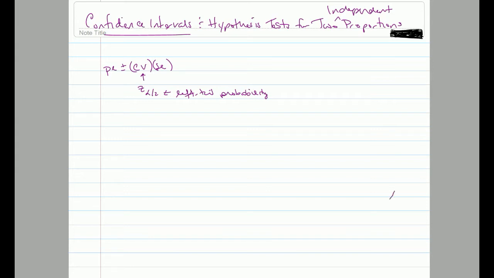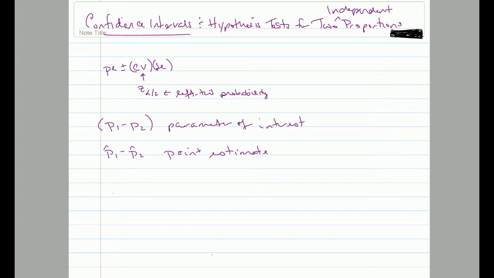Now, when we're estimating two proportions, we're usually interested in estimating the difference of proportions, so P1 minus P2 is the parameter of interest. And so our best guess, or our point estimate for this parameter of interest, is going to be P1 hat minus P2 hat. Because P1 hat is our best guess for P1, that true population proportion for group 1, and P2 hat is similarly our best guess or our point estimate for that true proportion in group 2.